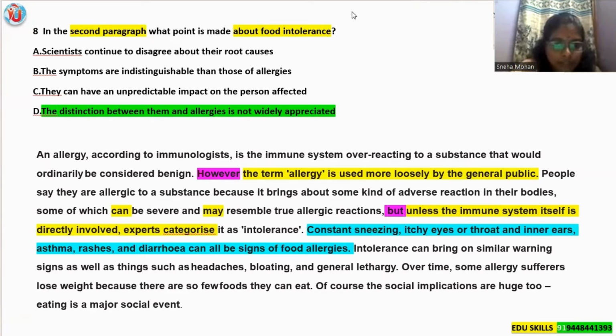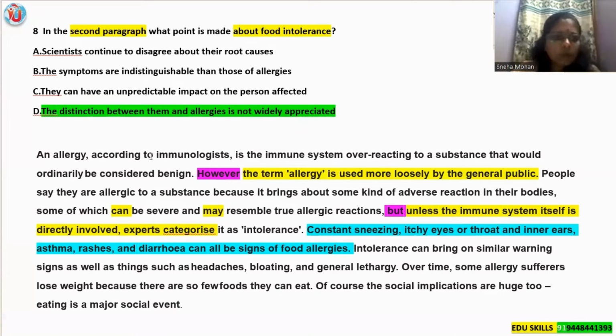Next, if you have read the entire paragraph from the beginning till the end, it is mentioned that people are not aware of the term allergy, and they're giving the opinion of experts after the contrast word. "But unless the immune system itself is directly involved, experts categorize it as intolerance." So it is not clear among the public whether it is food allergy or food intolerance. So the correct answer option is that the distinction, the difference between food allergy and food intolerance, is not widely appreciated. That means it is not properly understood.